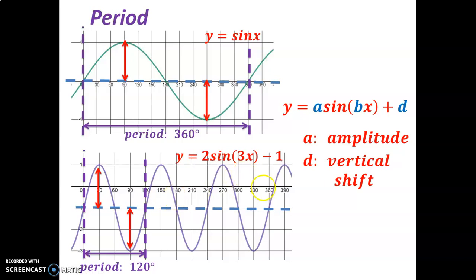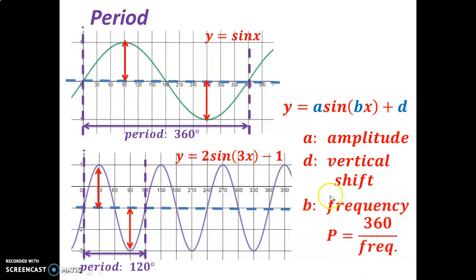Okay, now finally, what is B? Okay, and I just talked about B. B is what's called the frequency. And frequency tells us our period. To get the period, we take 360, the normal period, divided by the frequency. So in our case, the normal period is 360. I'm going to divide by the frequency value, this 3. 360 divided by 3 tells me my period, 120. That's the little formula for period right here.